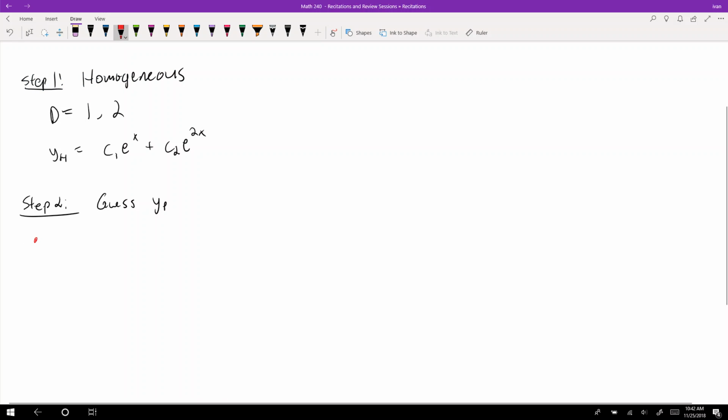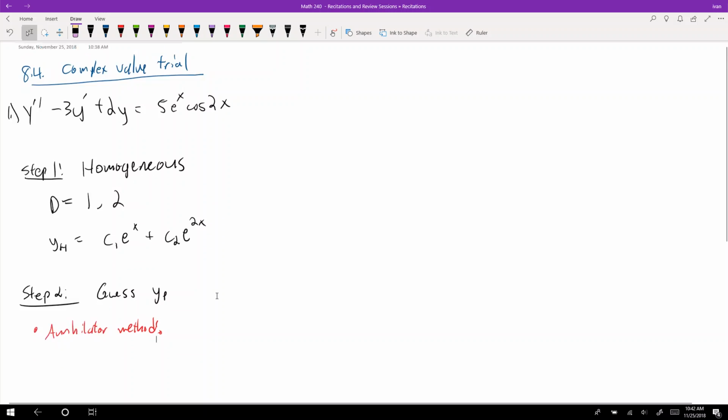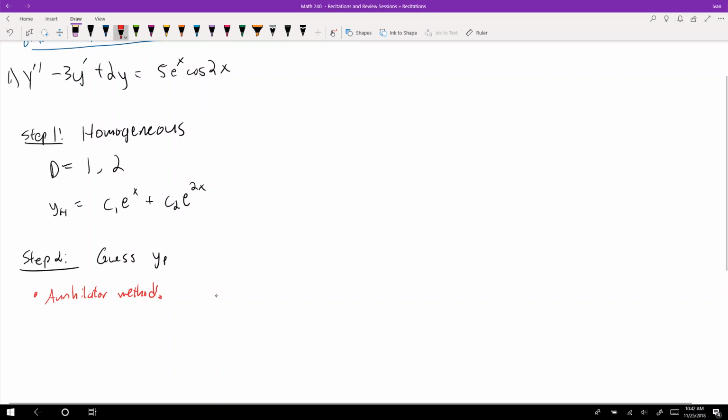There are many different ways we can guess yp. The way that we emphasized in chapter 8.3 was this annihilator method. In this case we have 5e to the x cosine 2x, so we would guess yp is equal to a e to the x cosine 2x plus b e to the x sine 2x. That would be the annihilator method, and you would plug it into the original equation.